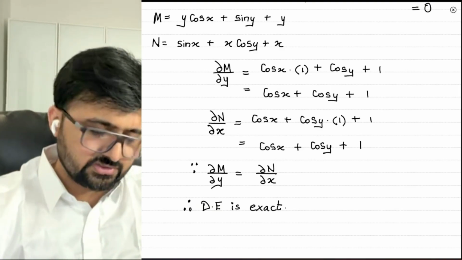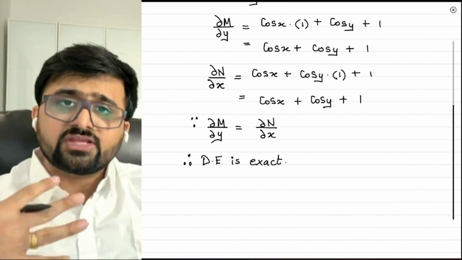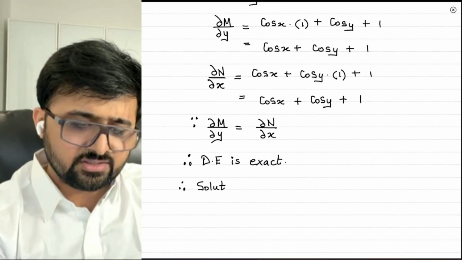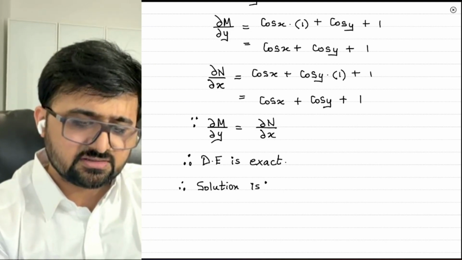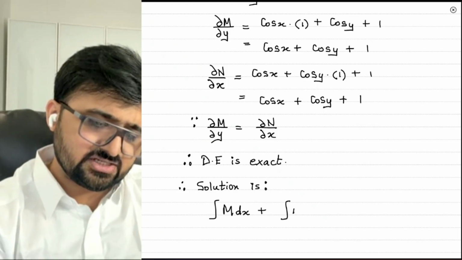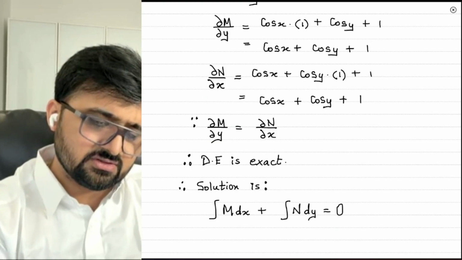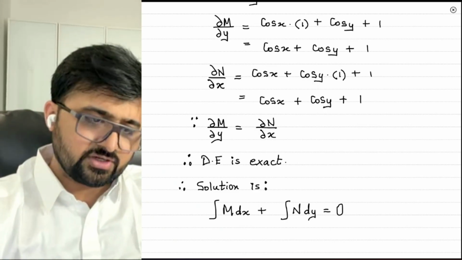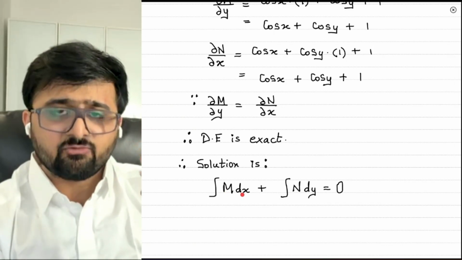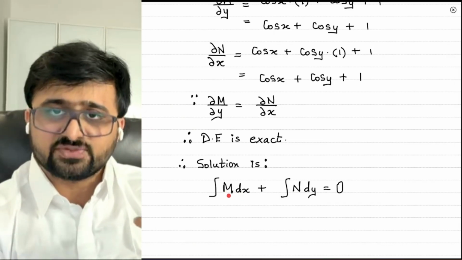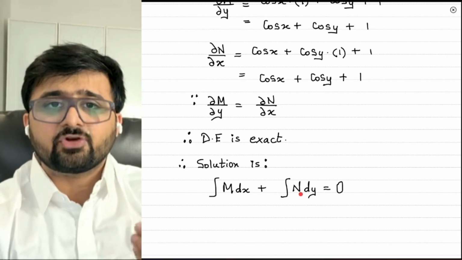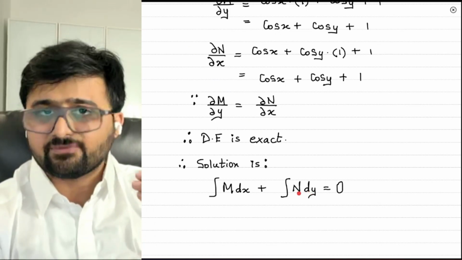In order to solve the exact differential equation, the solution that we learned is the integration of m dx plus the integration of n dy is equal to 0. Now here we have to integrate m, but remember that while integrating m, we have to treat y as constant, because we are integrating with respect to x. And while integrating n, we have to take the terms free from x, because we are integrating with respect to y.